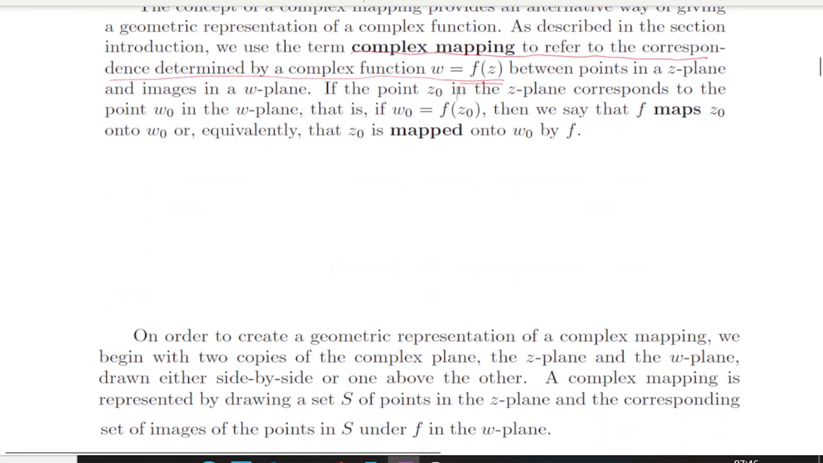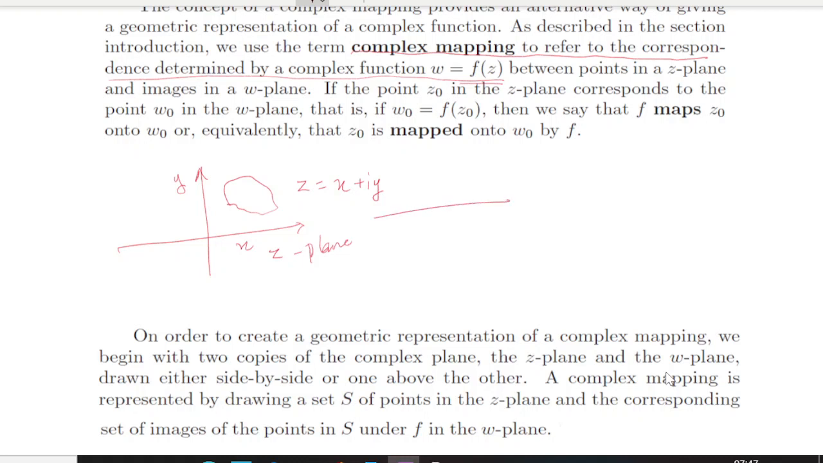Now we will have two planes here. The first one we will say is the z plane, because here we have a curve. Okay, this is our z plane. We will represent z equal to x plus iy. This is going to be our real axis, which I mark as x, and this is the imaginary axis, that is y.